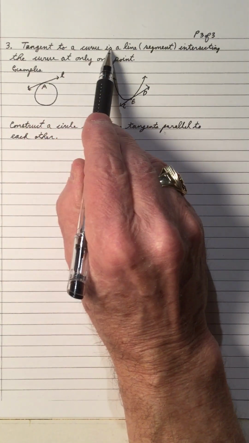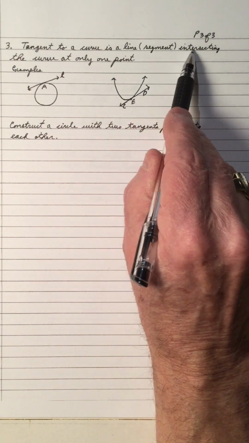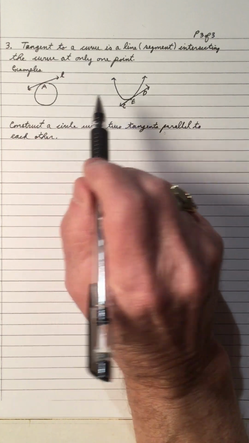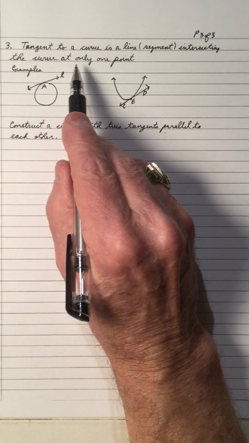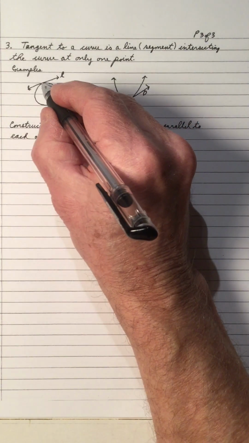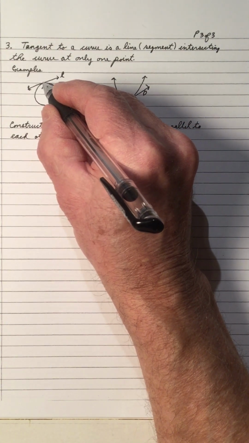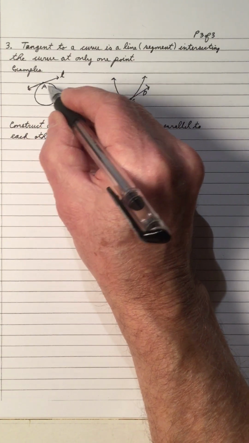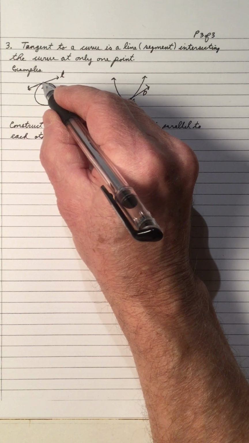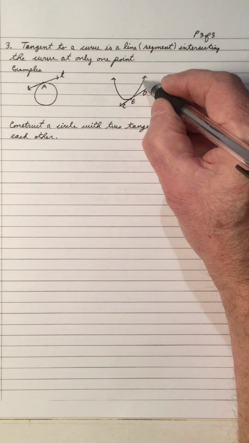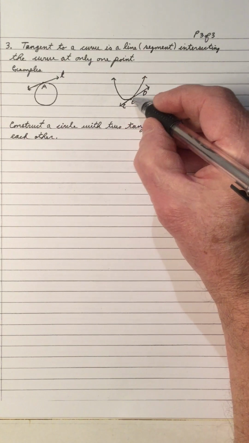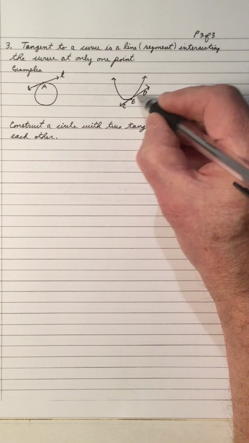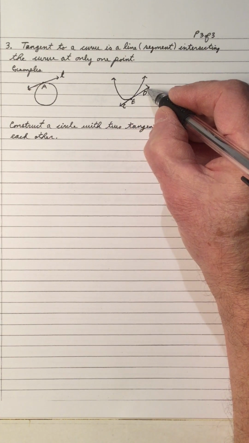A tangent to a curve is a line or segment intersecting the curve at only one point. So if we take this point A here and we draw a tangent, this tangent, let's call it L, is intersecting the circle at one point. So this is the tangent. If you have a parabola, this curve, and you draw a segment and you intersect at one point E, this is a tangent. So a tangent cuts it at one point.